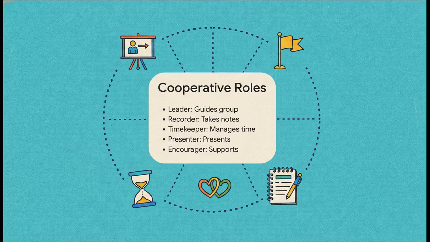For those longer projects, you're going to want strategy 9, cooperative learning roles. When you assign a student a specific job, like leader, recorder, timekeeper, presenter, or encourager, you build instant accountability. Everyone has a purpose. It's an incredible way to develop genuine leadership skills inside the safety of a small group.